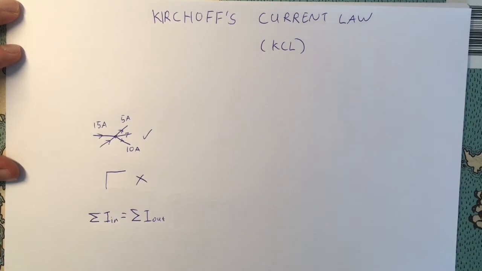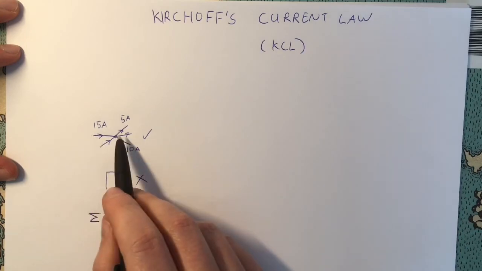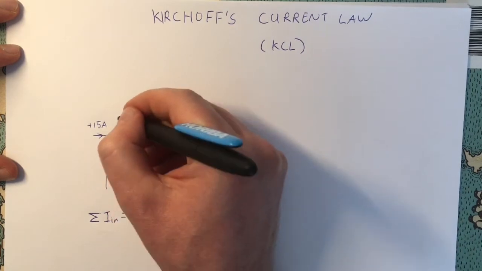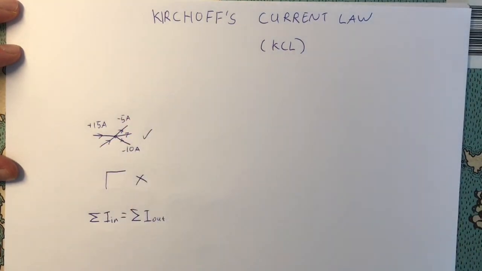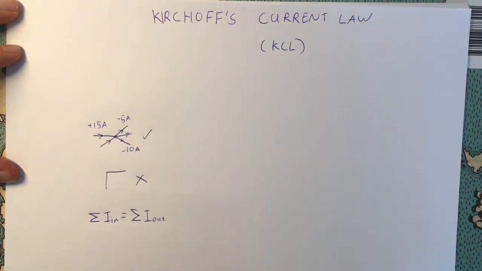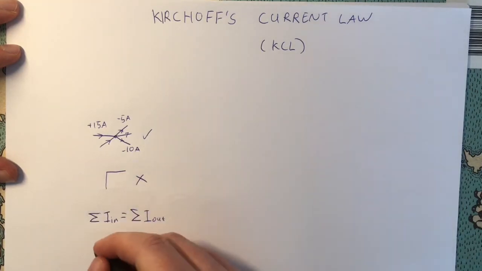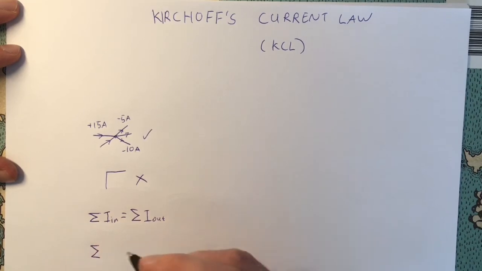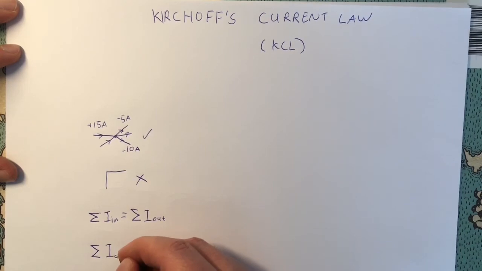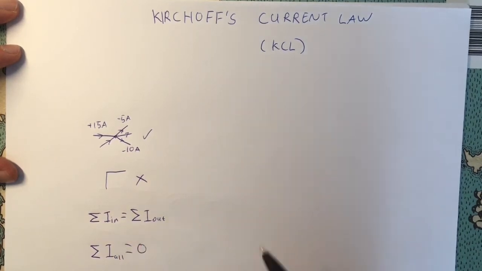And as a convention, we also always say that if the current is flowing into a node, then it is positive, and if it's flowing out, then it is negative. So that way, if we add up all of the currents, then we should get 0. So the sum of all currents should equal 0 when we adopt this sign convention.